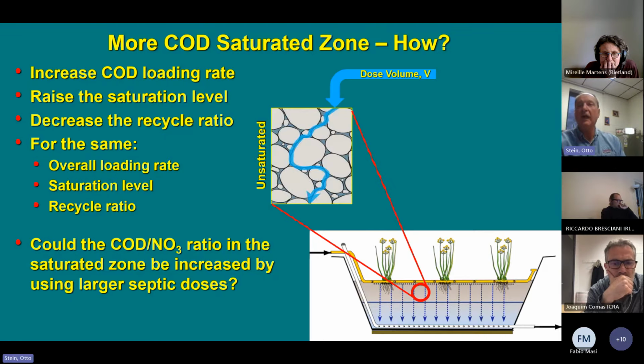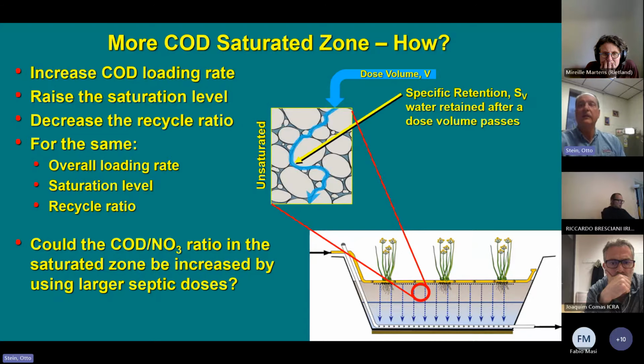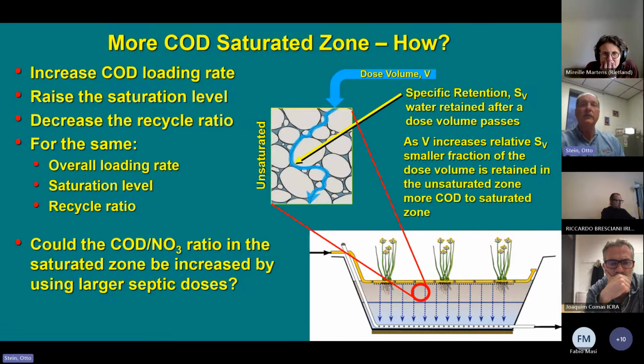The logic behind that was that as this water travels through the unsaturated zone, some of it is going to stick on the rocks. This is the idea of specific retention: the volume of water that would be retained once it's gravity drained. The COD in that water could be removed, and then we lose that COD before it can get down into the bottom. So if we put in a big dose volume, almost all of it would gravity drain right through, and only a small fraction would remain. So presumably a large dose would put more COD into the bottom. That was the basic premise.